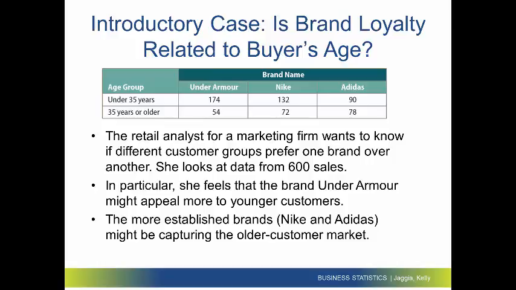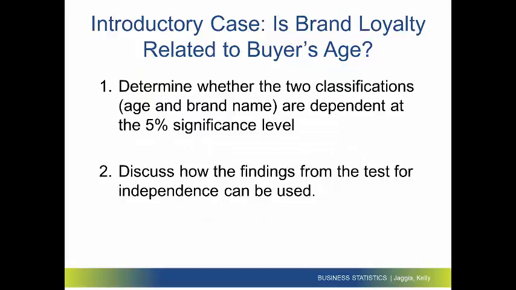First we have age groups, under 35 and 35 years and older. Next we have brands, Under Armour, Nike and Adidas. As you can see, this is categorical data where out of 600 sales we have the number of sales that fall in each category. For example, 174 sales were by people under 35 years old and purchasing the Under Armour brand. Here we might be interested in whether certain brands attract certain age groups.